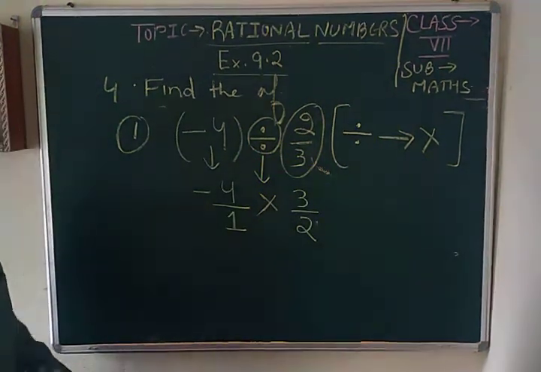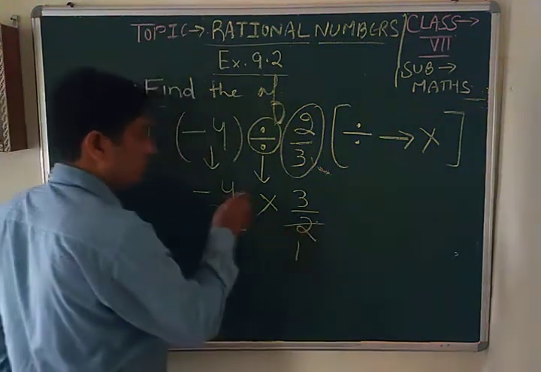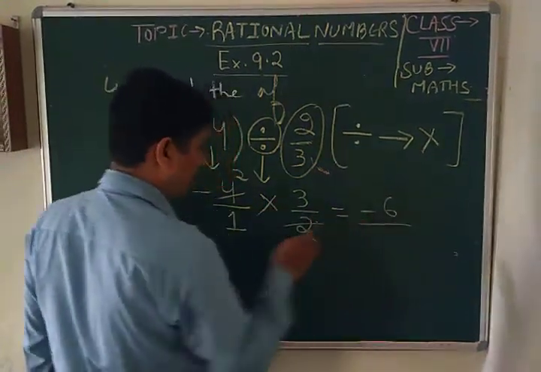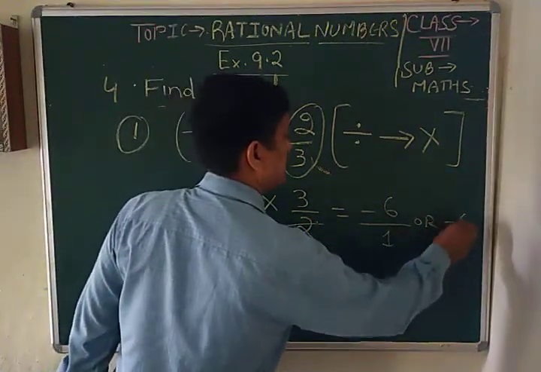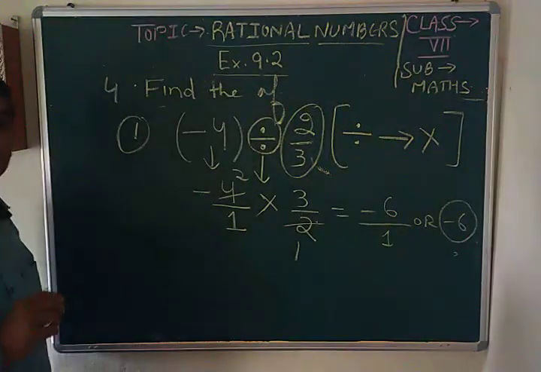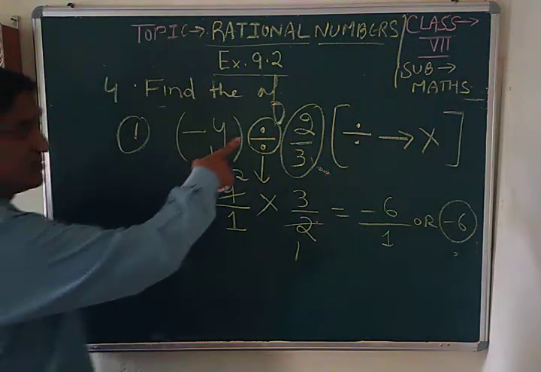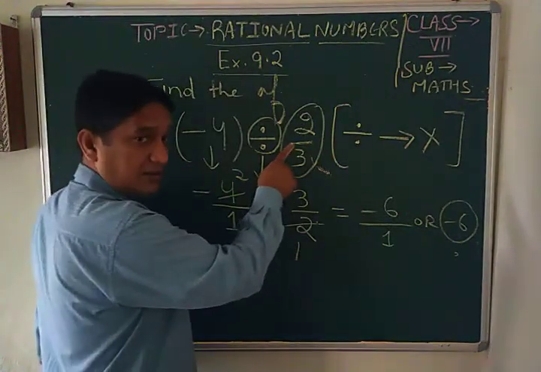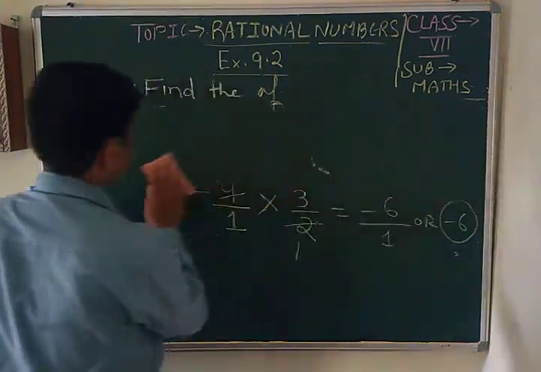Now children, if they were divisible, you can divide it. Otherwise, you can directly multiply. 2 ones are 2, 2 twos are 4. Now it's minus 2 into 3 becomes minus 6 upon 1 into 1. That becomes 1. Or you can simply write down minus 6 as the answer. There is no other formula of doing this. Simply change the sign of division into multiplication and then write down the reciprocal of this divisor. Now we will do one more part of question number 4, children.